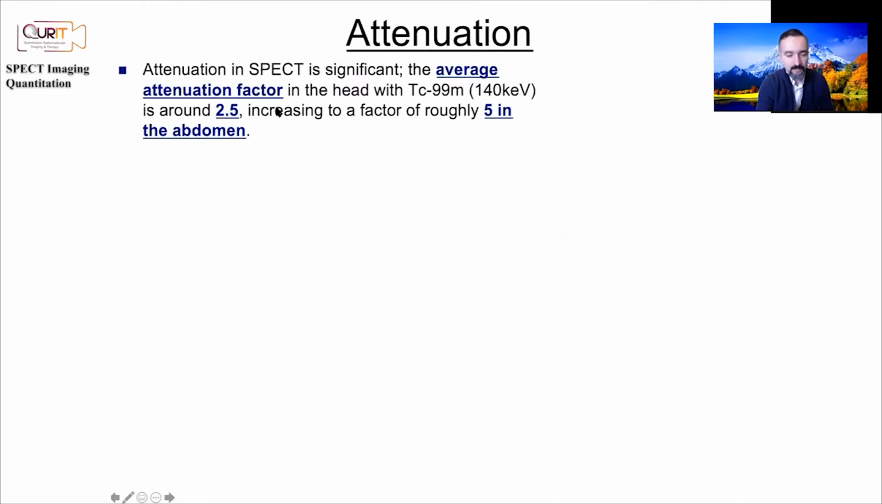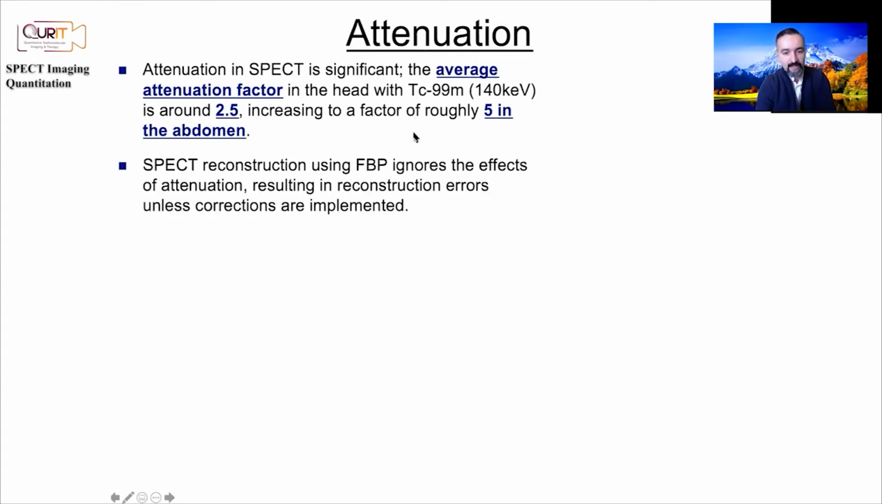Okay, so attenuation in SPECT is significant. The average attenuation factor, for example, at 140 keV could be around 2 to 3. This could increase up to a factor of 5 in the abdomen. That is significant. It's almost like the counts you're measuring have been lowered by a factor of 5. So obviously that gives you more noise, because you're detecting fewer events, but it also has a quantitation problem, because along certain pathways you're attenuated more, along certain pathways you're attenuated less, so your image may not be quantitative anymore.